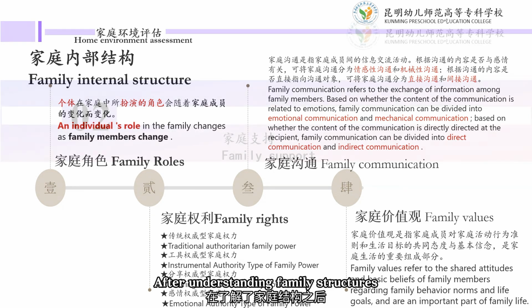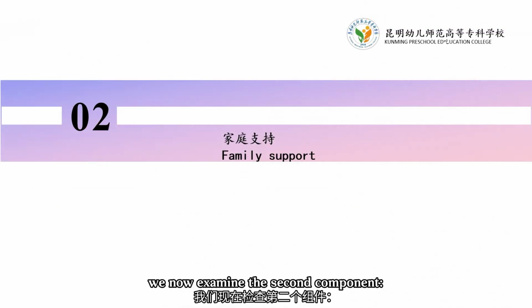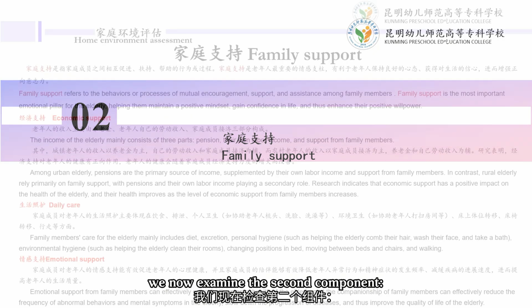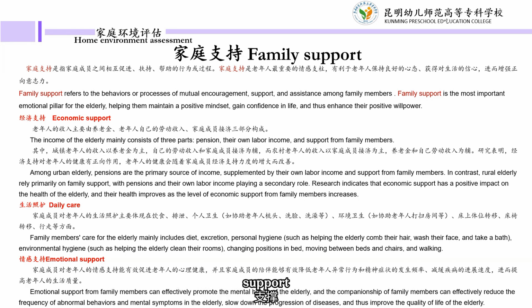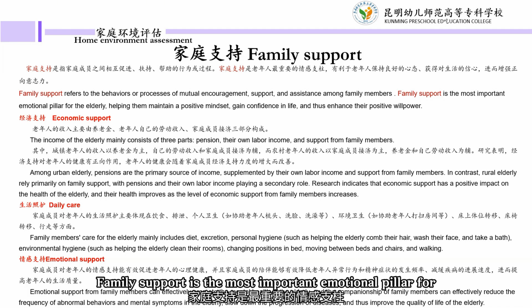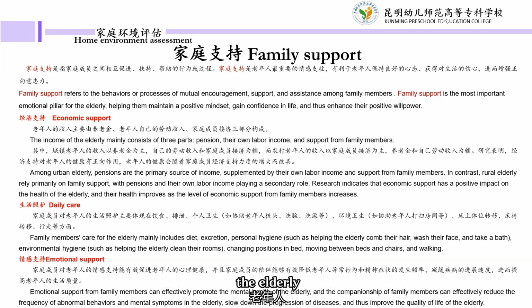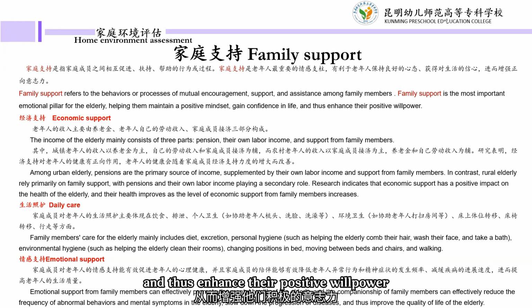After understanding family structures, we now examine the second component, family support. Family support refers to the behaviors or processes of mutual encouragement, support, and assistance among family members. Family support is the most important emotional pillar for the elderly, helping them maintain a positive mindset, gain confidence in life, and thus enhance their positive willpower.